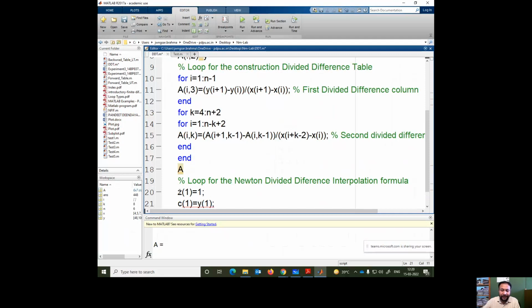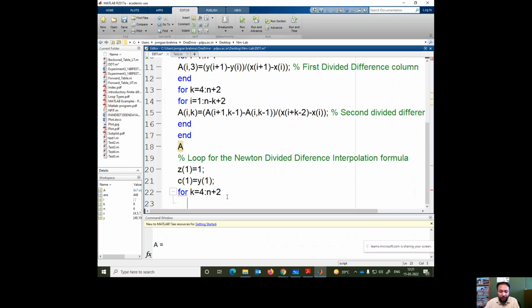Okay, we have defined it. Come up here. After coming here, the for loop I have applied here. What was the for loop? Z bracket k minus 2 is equal to bracket p minus x bracket k minus 3 bracket close. I have to multiply with Z bracket k minus 3 because k moved from 4.